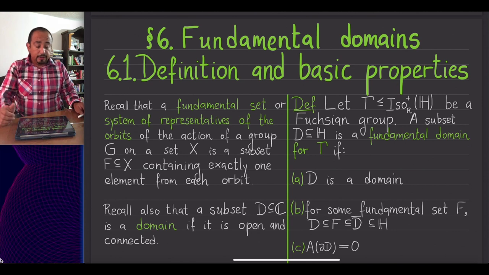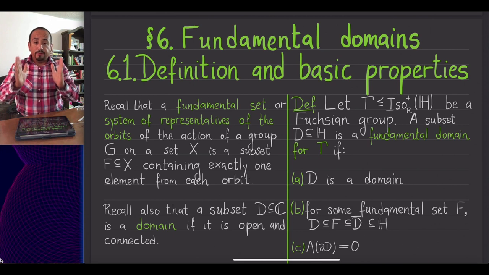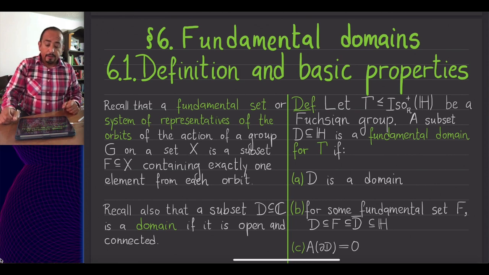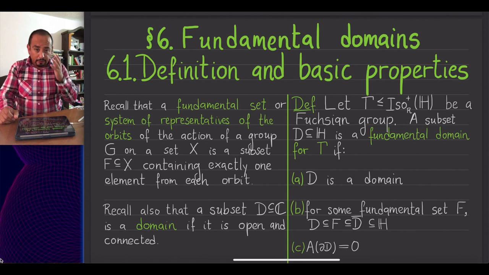The quotient, the orbit space of this action, is a torus, and we are used to being able to identify that orbit space with the result of gluing opposite sides in the closed unit square. And this gives us a very concrete way of visualizing and thinking about the orbit space.